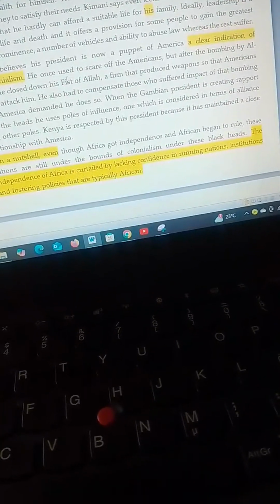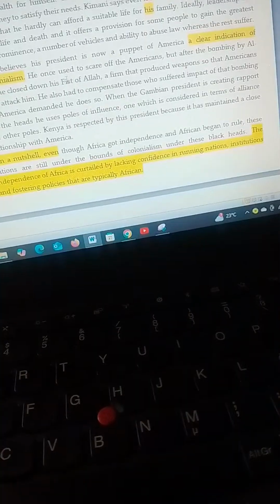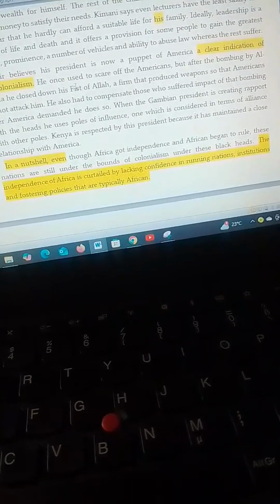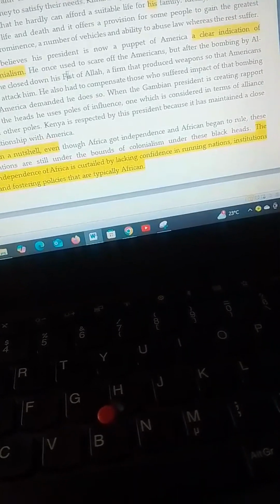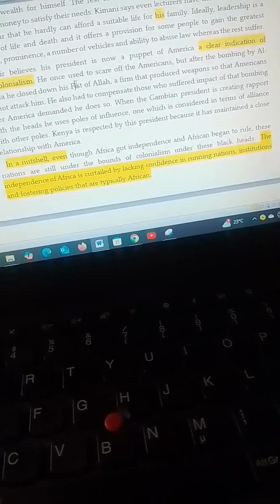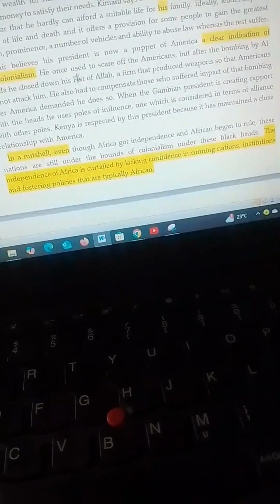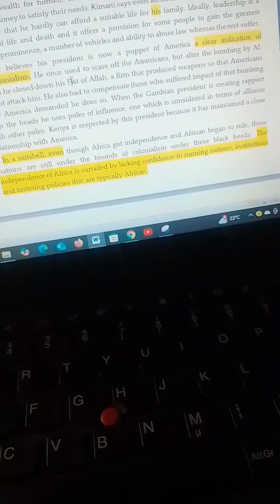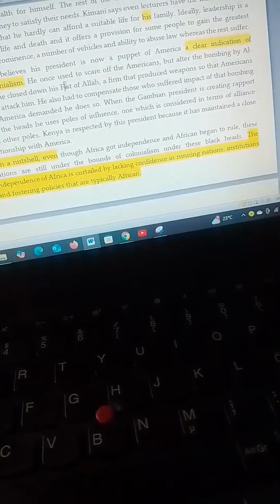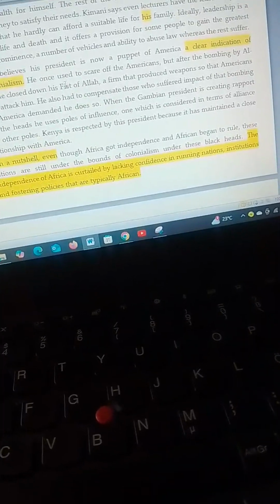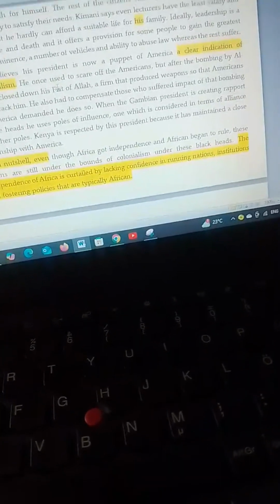When the Gambian president is creating rapport with the heads, he chooses to use the poles of influence aspect, which is an American tactic. Kenya is respected also because it has a great relationship with America. It clearly shows that neocolonialism is a dominant thought that rules over Africa.